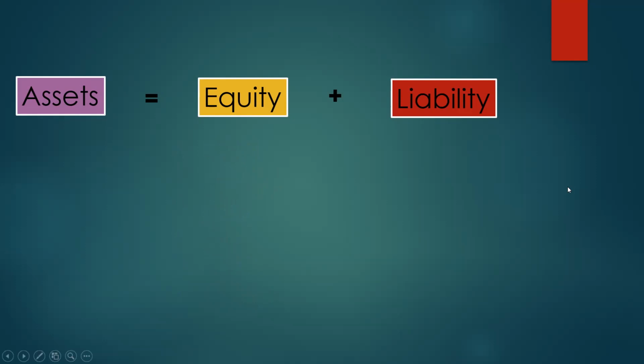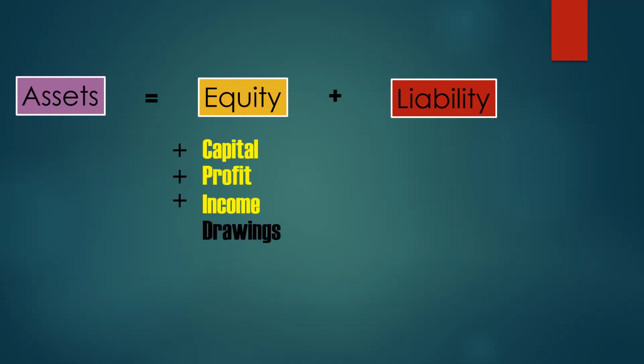Shall I write like this? Plus capital, plus income, plus profit, minus drawings, expense, loss. So it's in order, right?